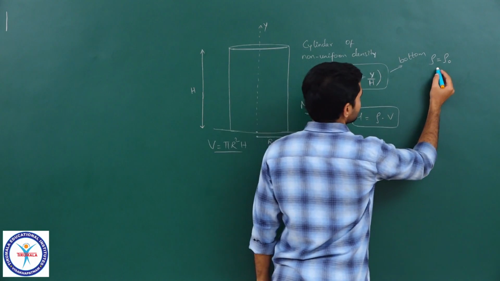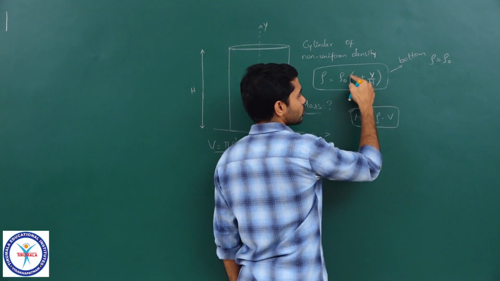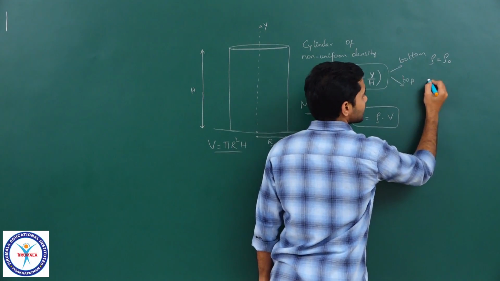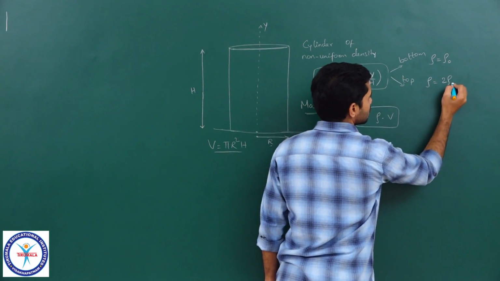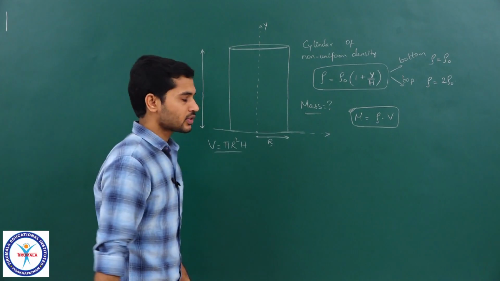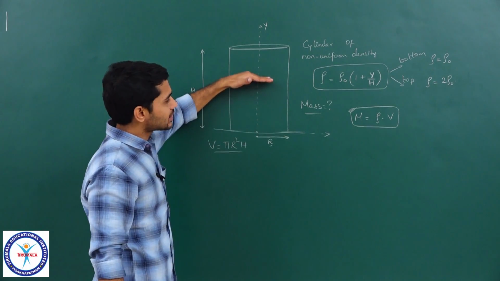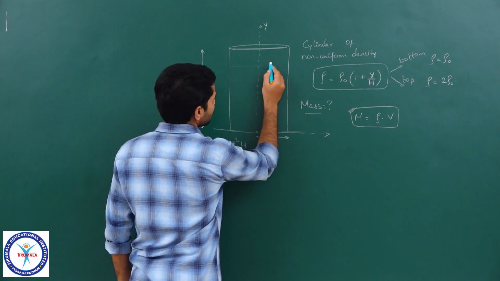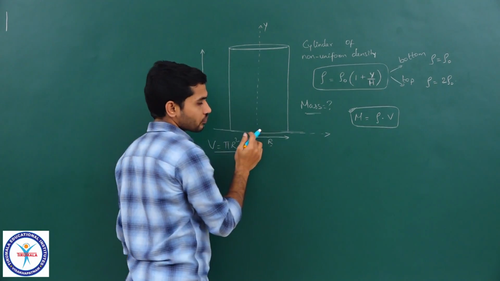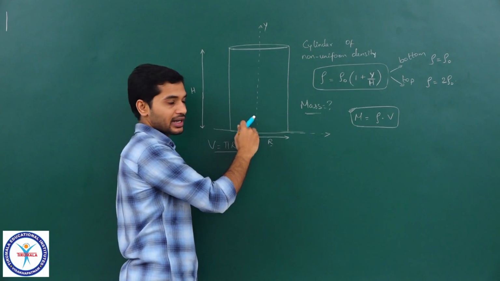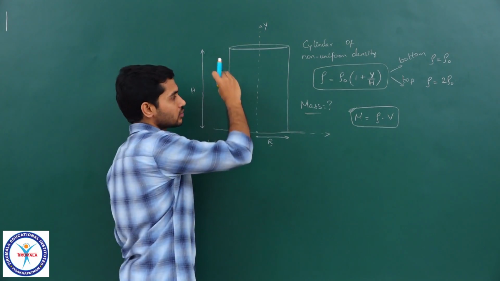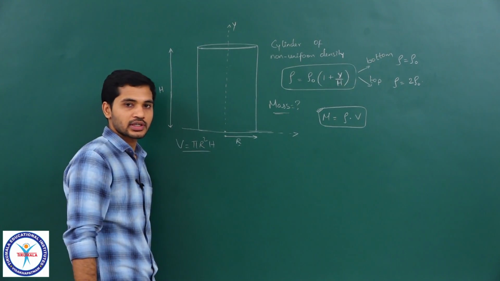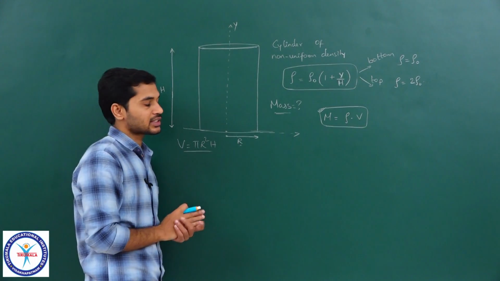So at h, when I substitute h, 1 plus 1 is 2. So at the top we can say that the value of rho is 2 rho naught, correct. So that is how it is. So the density is continuously increasing from bottom to top. What that basically means is, if you take a small part here at a lower level and a small part at the upper level, at the upper level the mass will be more as well because the density is more there, correct. So that is how we should understand.